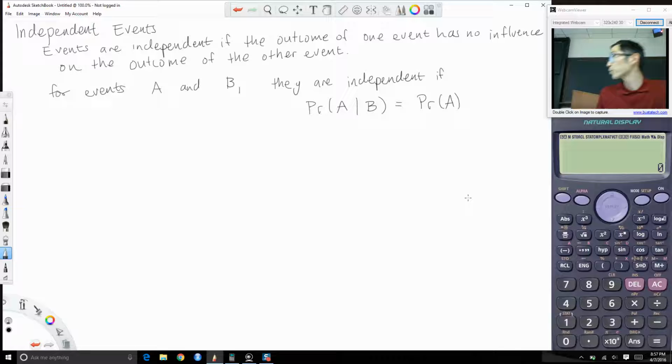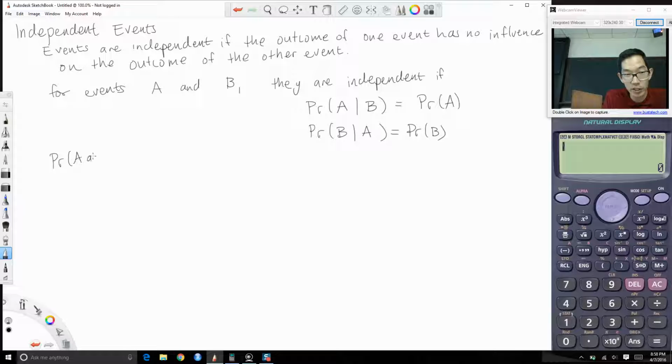So what's the probability of A happening? It's the probability of A whether or not B has happened. So the probability of A given that B has happened is just the probability of A. That's what it means to say the outcome of one event is not influenced by the outcome of another event. And likewise, the probability of B given A would be equal to what? Probability of B, exactly.